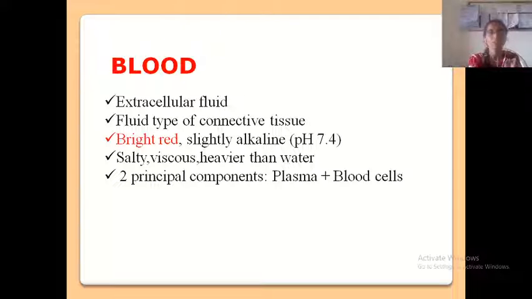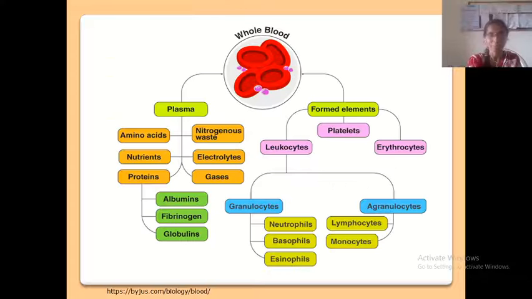There are two major principal components present in the blood, called plasma and blood cells. The whole blood consists of plasma and the formed elements. Why are they called formed elements? Because they are suspended in the blood. There are three main types of formed elements: leukocytes, also called WBCs, platelets, and erythrocytes, also called RBCs.